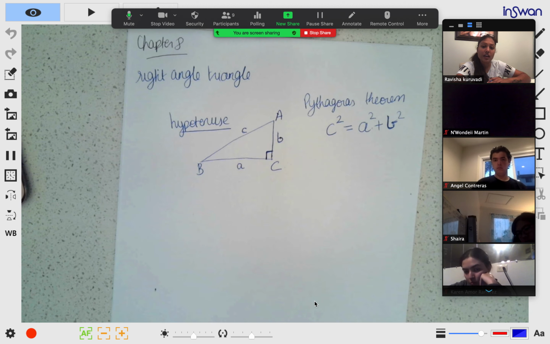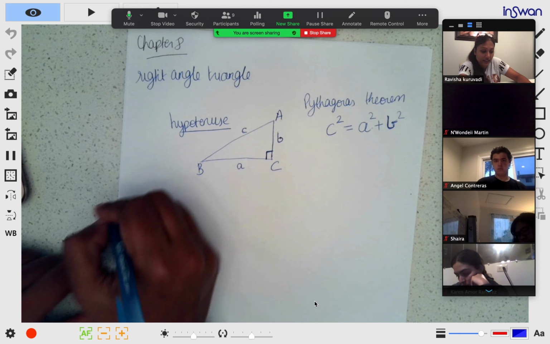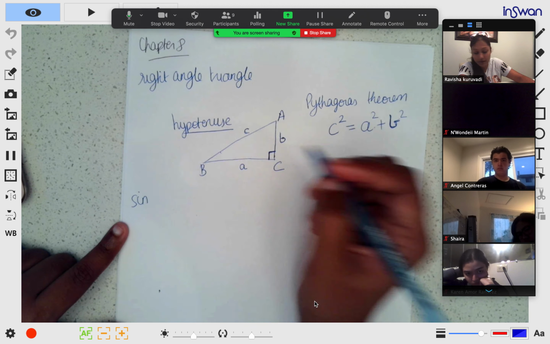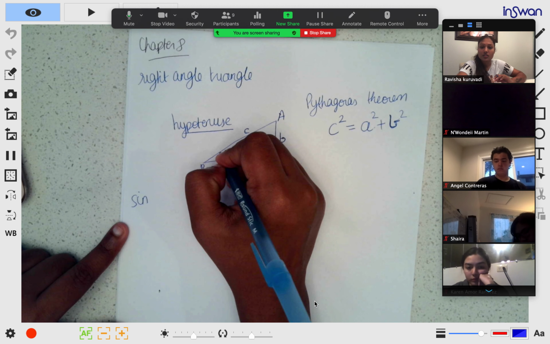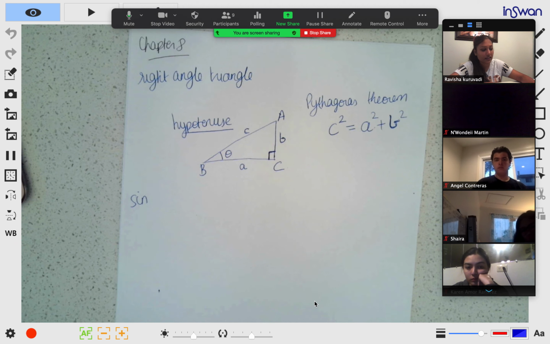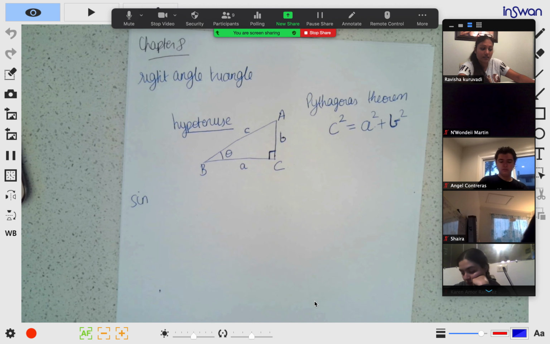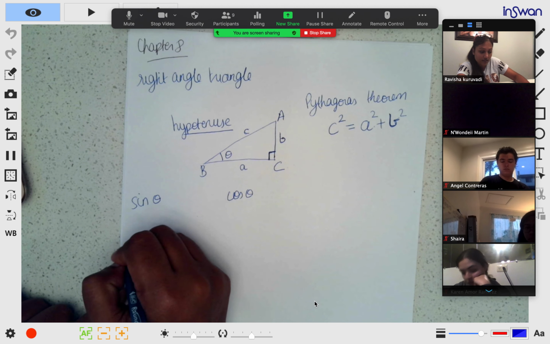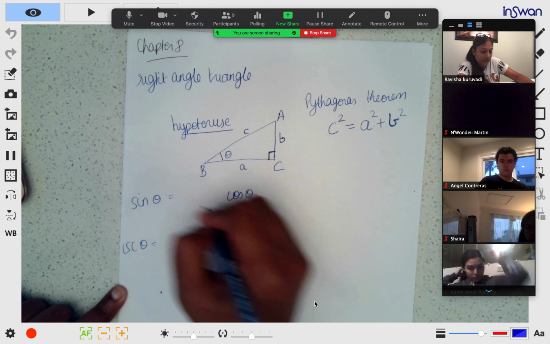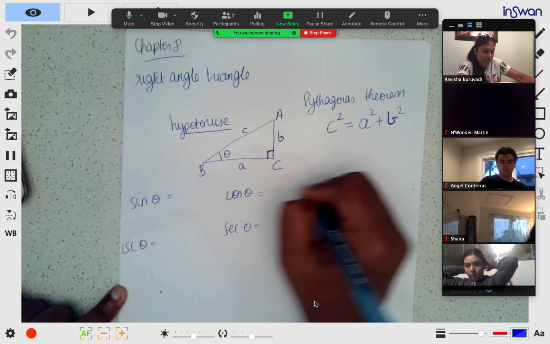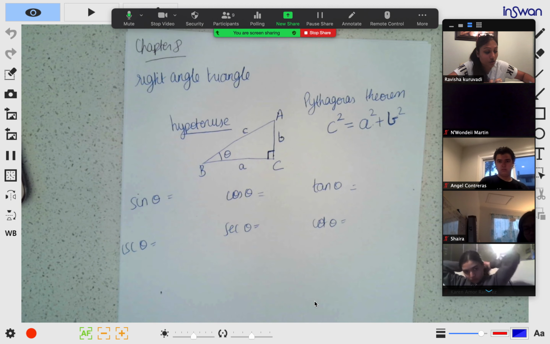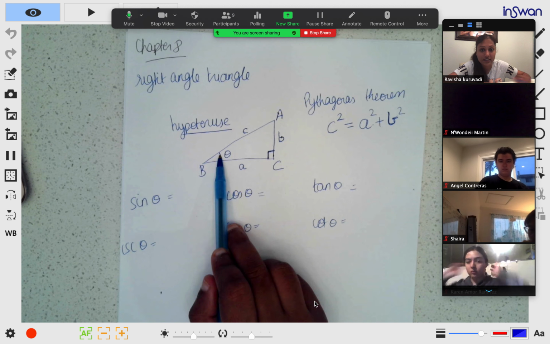Now, if we have to talk in the form of trigonometry, suppose some angle theta is here. I say find sine theta, cosine theta, cosecant theta, secant theta, tangent theta, and cotangent theta. These are the 6 values you have to find looking at this angle. Note theta is here.